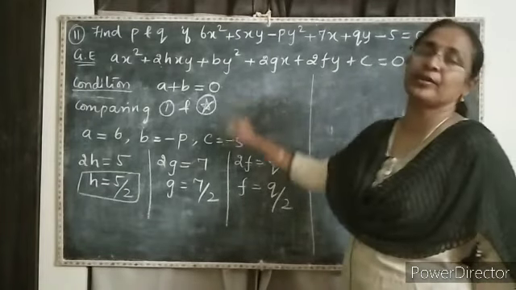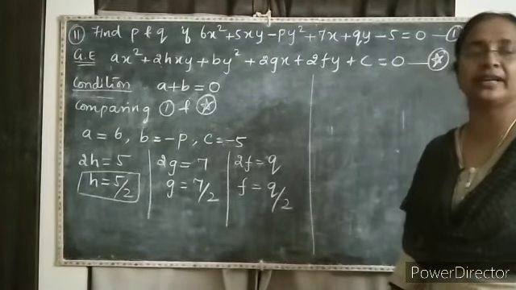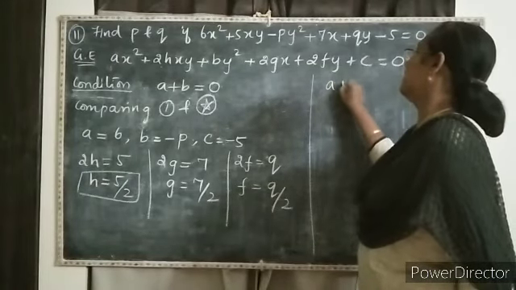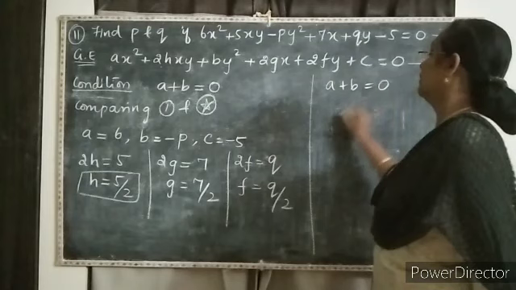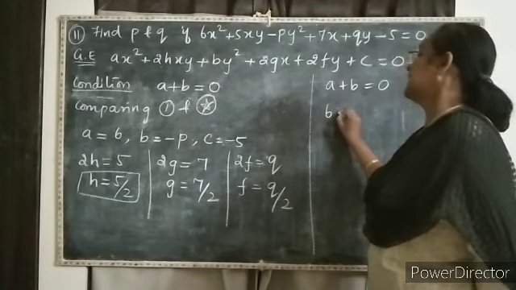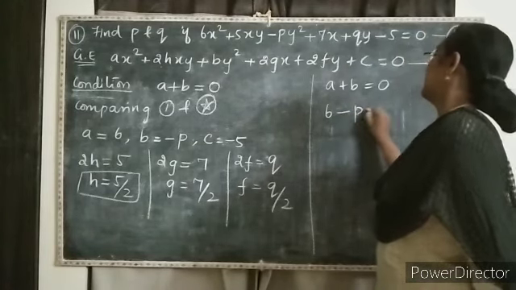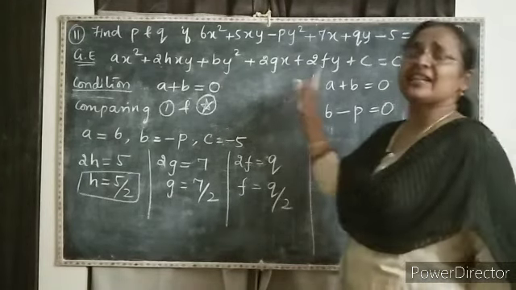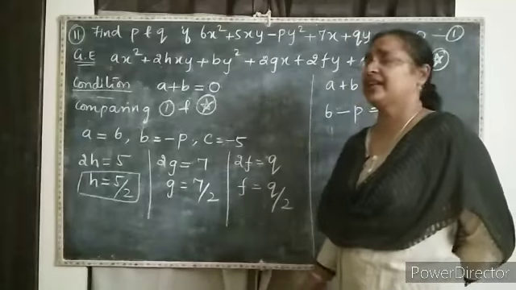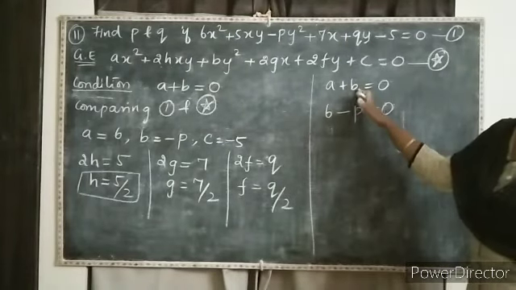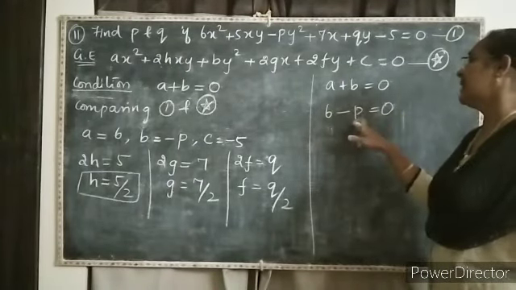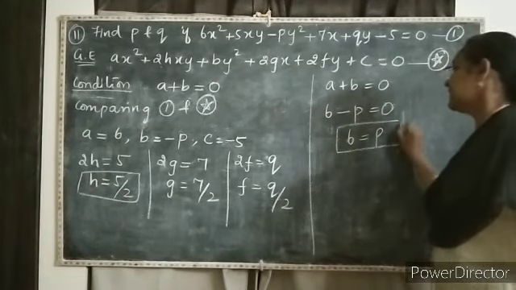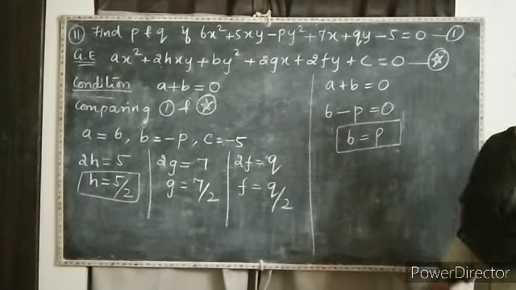First, I am going to check the condition for the perpendicular pair of straight lines. Now a plus b is equal to 0. This implies 6 minus p is equal to 0. Already it is given that it is a perpendicular pair of straight lines, so we can assume that a plus b is equal to 0. So 6 is equal to p. Now I have concluded the value of p.